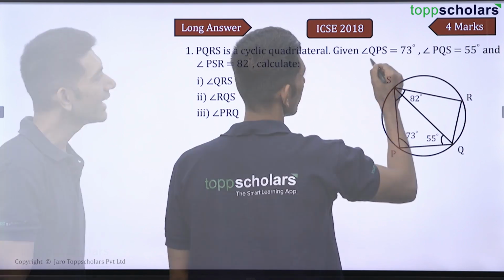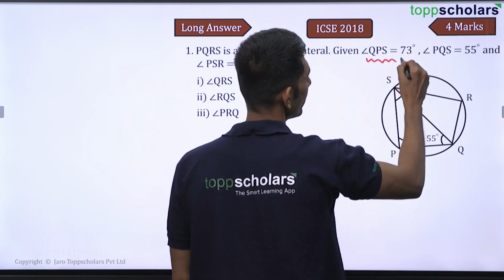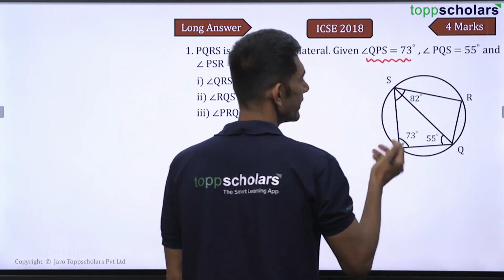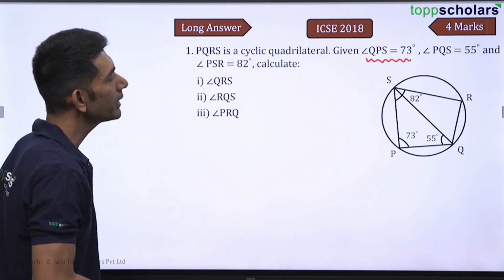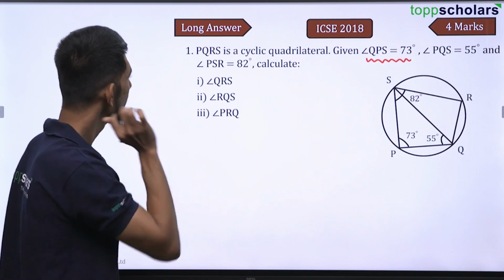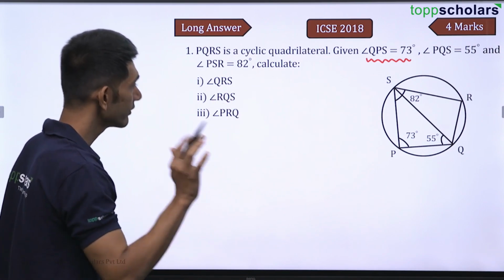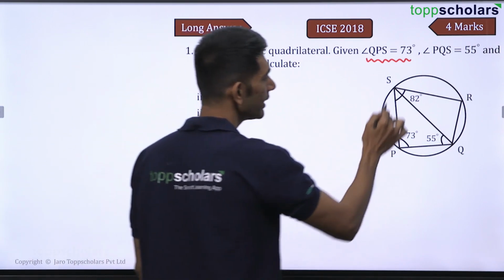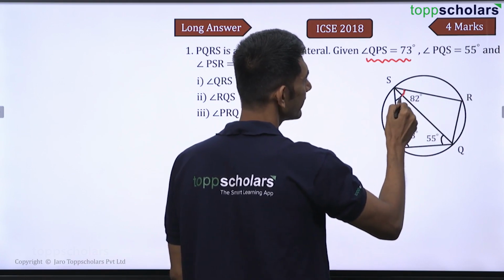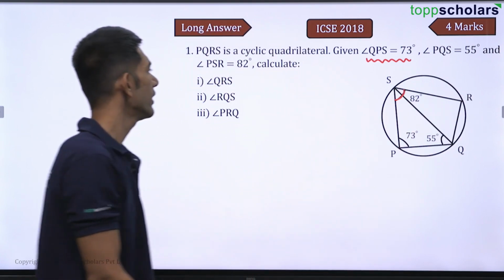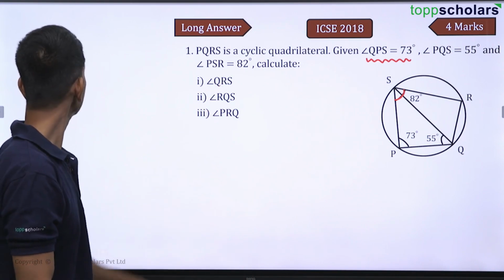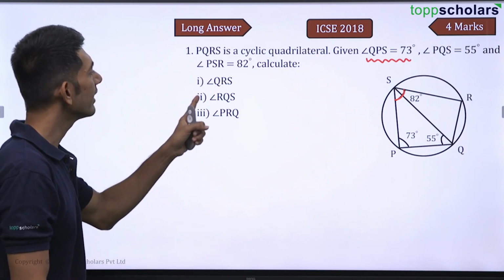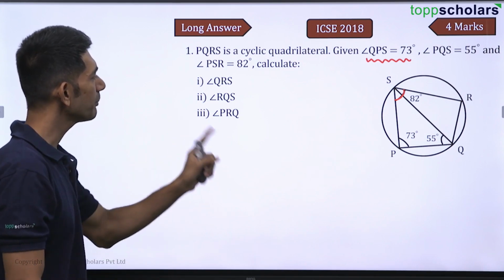It is given that angle QPS is 73 degrees. Everything is there in the question if you see. Angle PQS is 55 degrees and PSR is 82 degrees. Now PSR means, understand, the entire angle PSR is 82 degrees, right? We are supposed to calculate 3 angles here. Angle QRS, then angle RQS and angle PRQ.